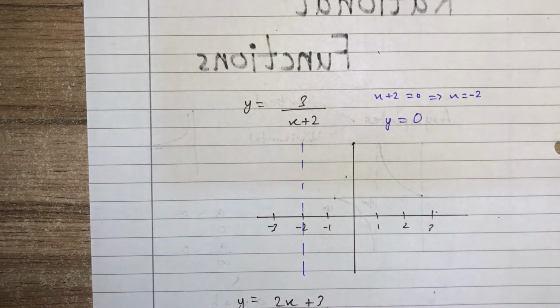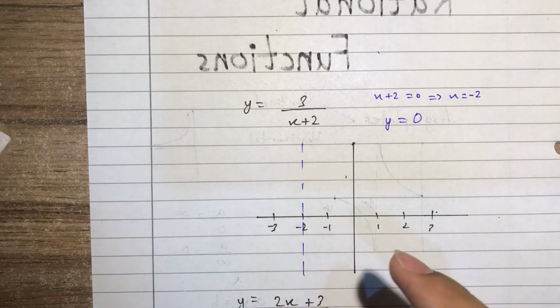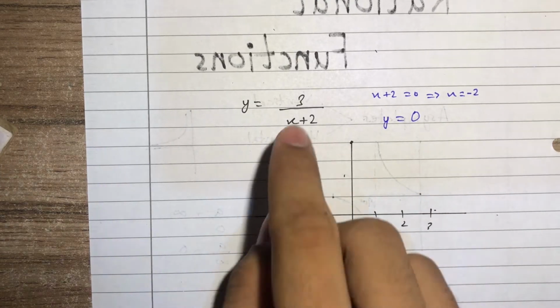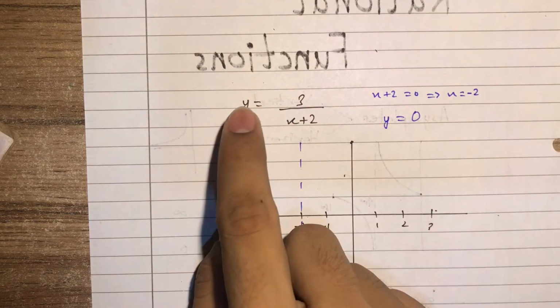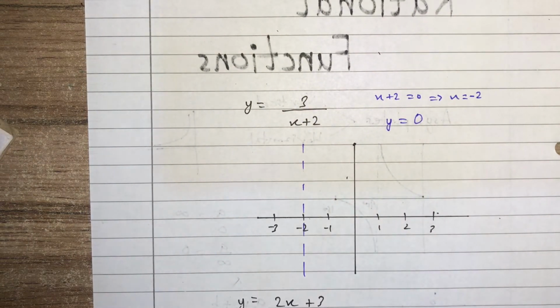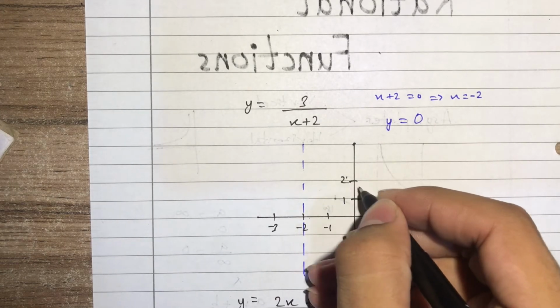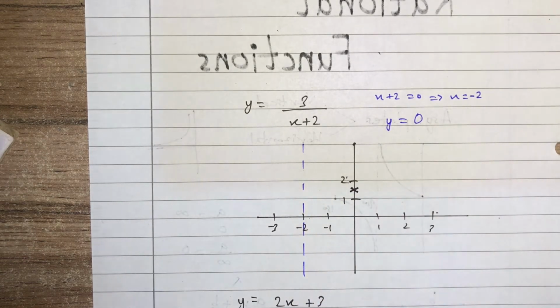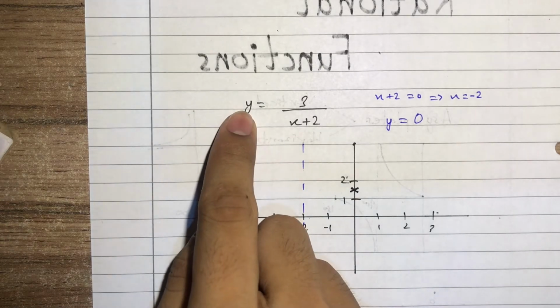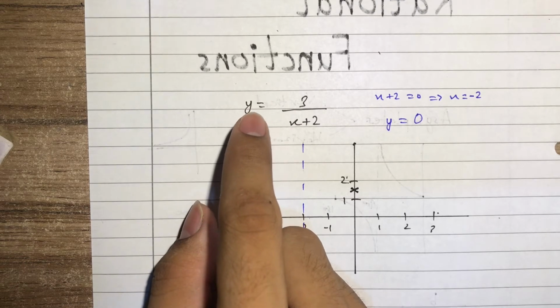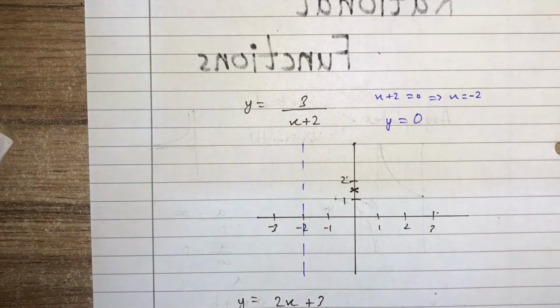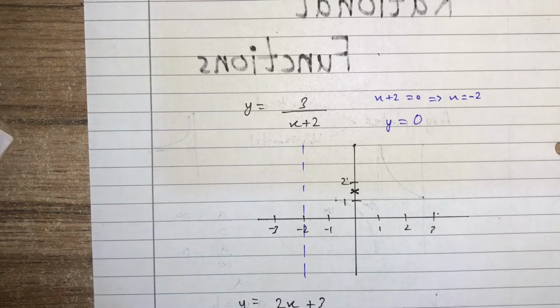Now we've drawn the asymptotes. One thing that we have to check right now is whether there are any x-intercepts or y-intercepts. So if we put x as 0, we'll get y as 3 upon 2, that is 1.5. So this is the y-intercept, and if we have y as 0, then we won't get any value of x, so that means that there is no x-intercept, right?